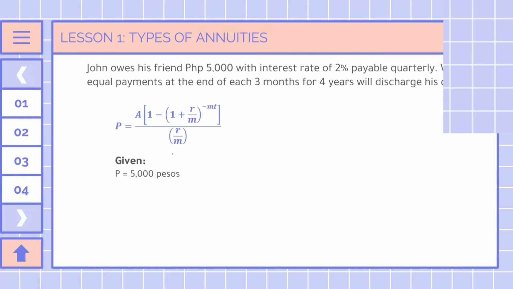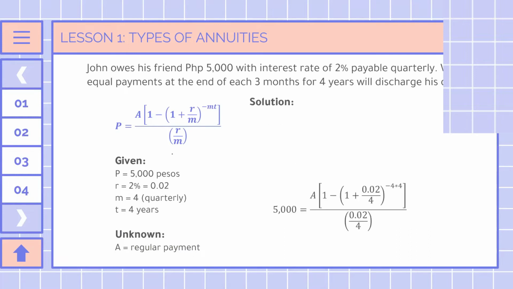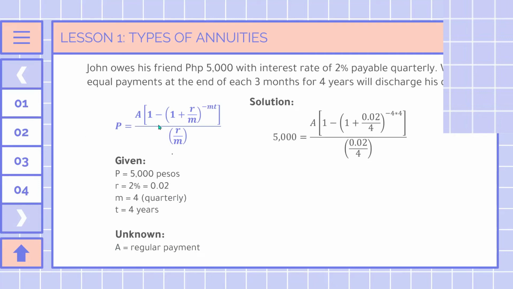Now for the given, P is equal to 5,000 pesos, R is equal to 2%, which is 0.02 in decimal form, M is equal to 4 because it is quarterly, T is equal to 4 years, and the unknown is A, which is the regular payment. So, substituting the given to the formula, we will yield 5,000 is equal to A multiplied to the quantity of 1 minus (1 plus 0.02 over 4) raised to negative 4 multiplied to 4, all over 0.02 over 4.